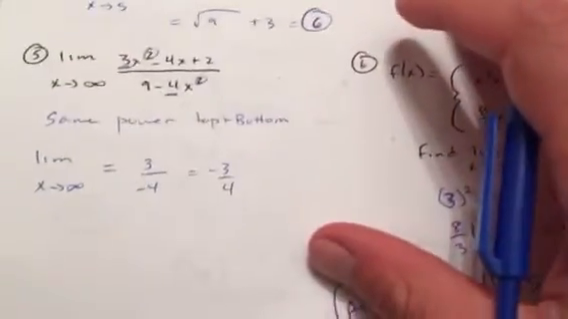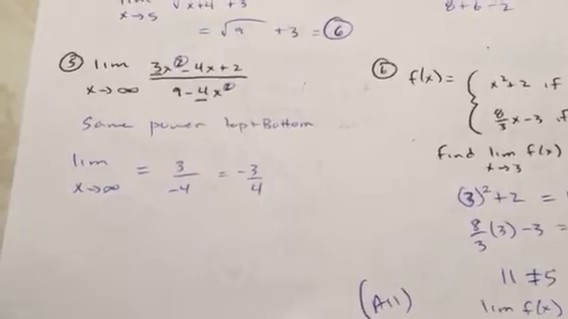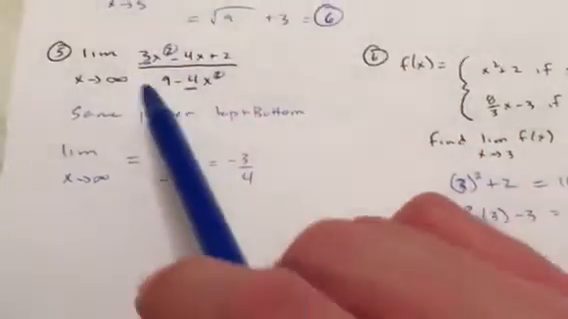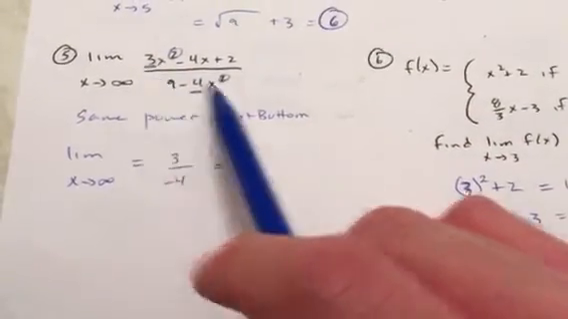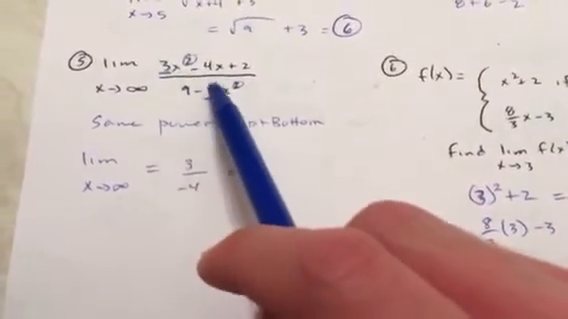Next one right here, when you have the same power, the highest power on top and the bottom, then your limit as x goes to infinity, same thing as your horizontal asymptote, is just the ratio of the leading coefficients there. 3 over negative 4, negative 3/4.